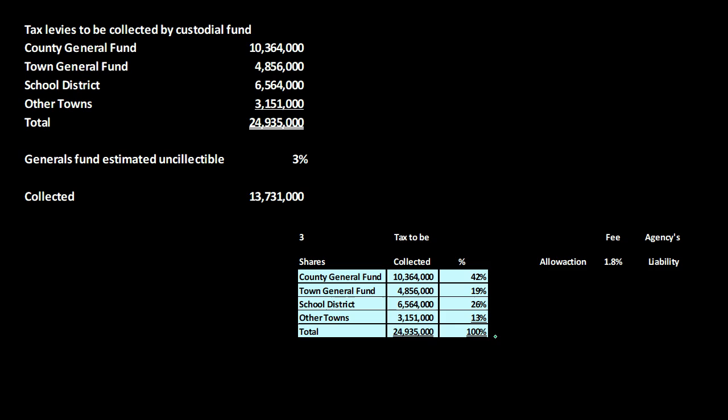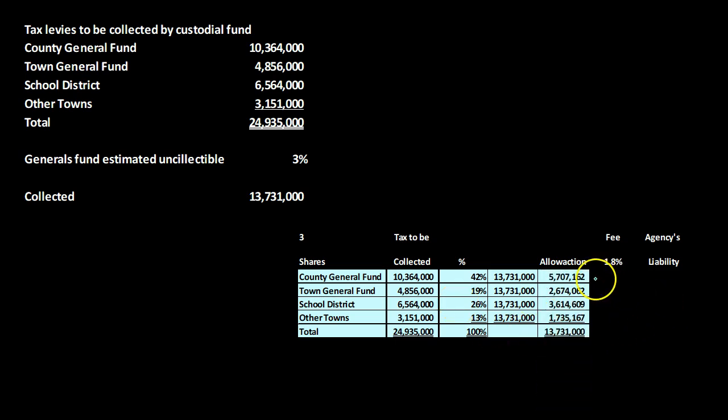We can then use these ratios to apply out the amount that was actually collected. This is what we billed. This is what was actually collected. Multiplying that out, then the 42% times the 13,731 that was collected, the 19 percent times the 13,731, the 26 times the same 13,731 gives us this breakout. And of course, the total of that breakout adds up to the 13,731 because we are in essence taking 100% of it. So that's going to be that.